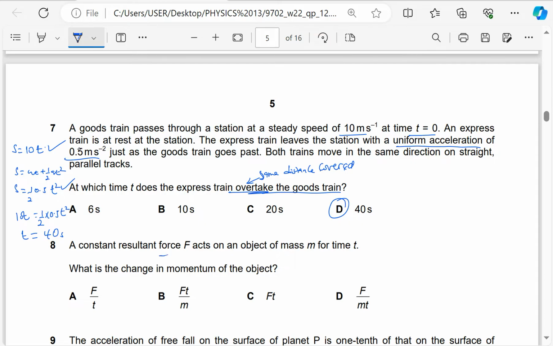A constant resultant force F acts on an object of mass m for a time t. What is the change in momentum of the object? Remember, by definition, resultant force is equal to the rate of change of momentum. So what is the change in momentum? The change in momentum is going to be F times t. So the answer is going to be C.